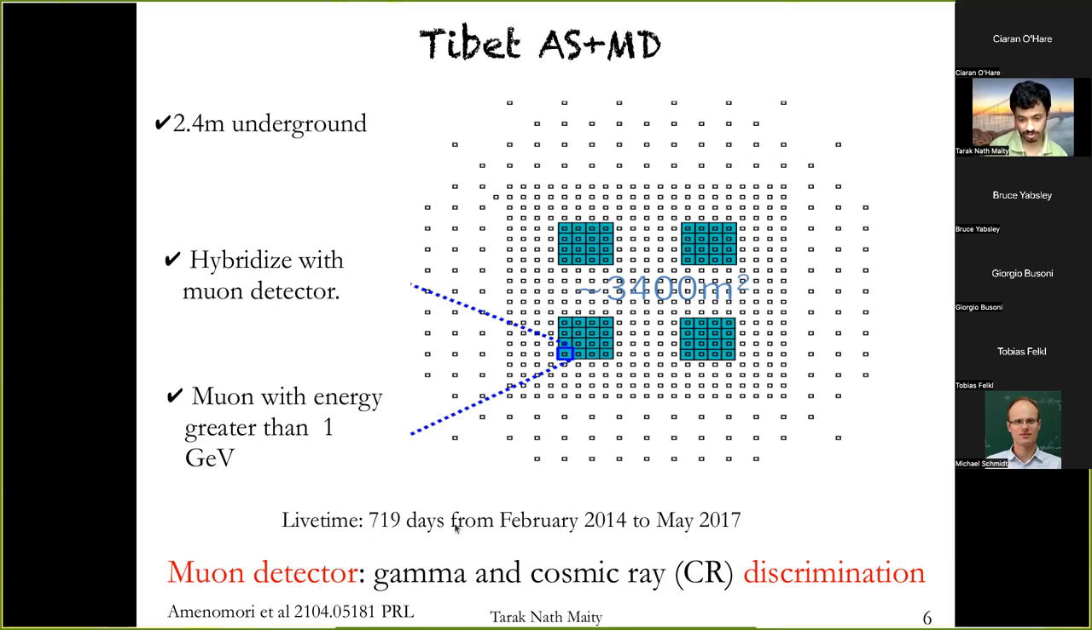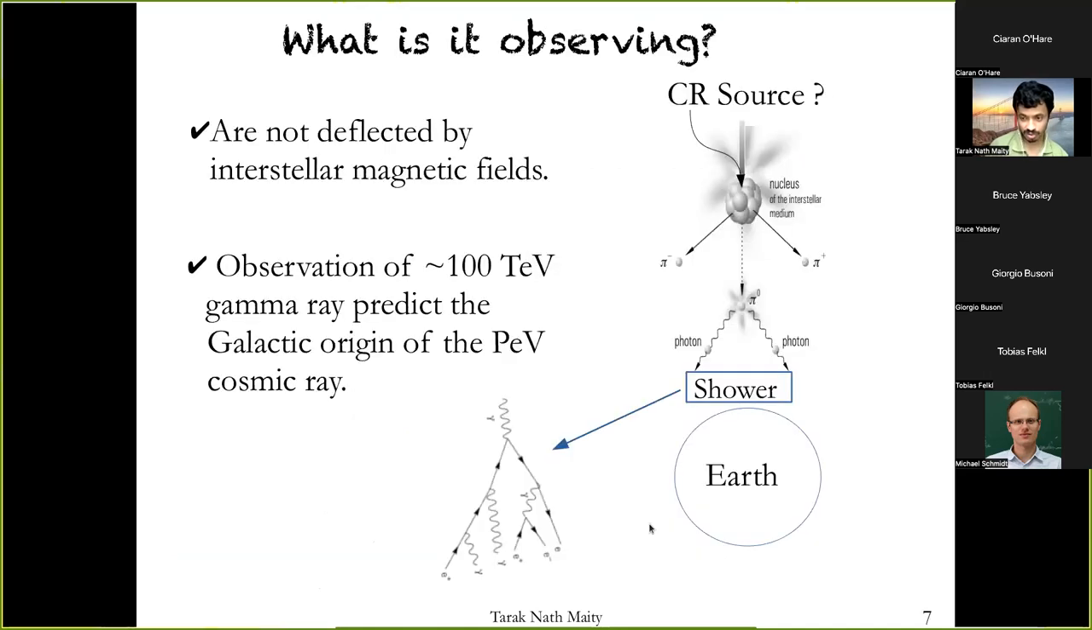This is their lifetime. For 719 days, they have taken data, from February 2014 to 2017. So before discussing how it differentiates between cosmic rays and gamma rays, let us answer the question: what is it observing? The short answer is high energy gamma rays.